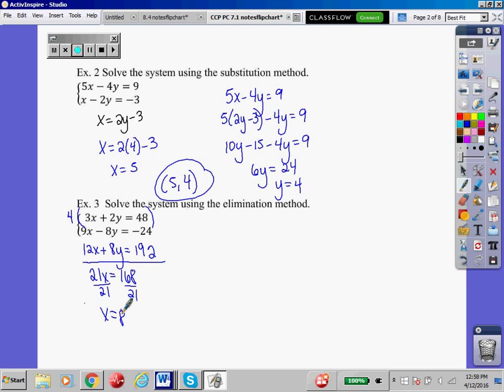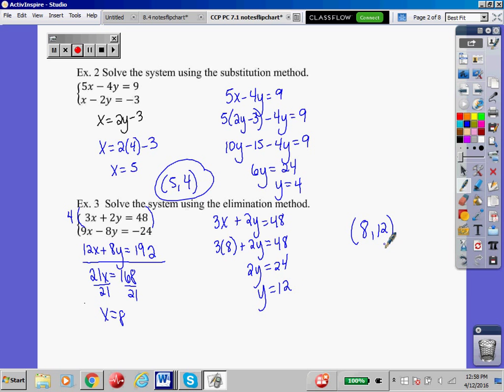Plug it back into either of the original equations. So let's say I do 3x plus 2y equals 48. And I'm going to plug in that x is 8. Well, 3 times 8 is 24. Subtract 24. You should get y is 12. So this is 8, 12. Now, with 7.1, I'm expecting that you know this, that this is just a brief refresher.